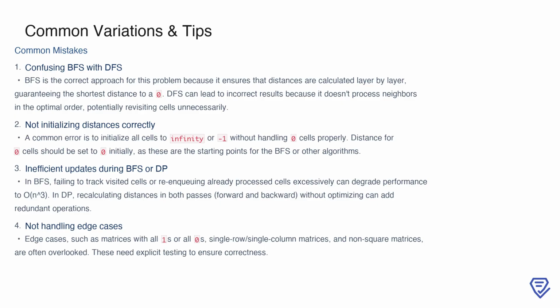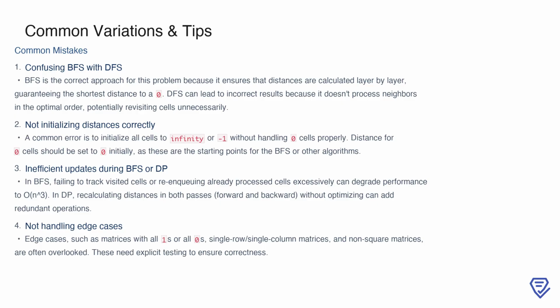DFS, on the other hand, doesn't process neighbors in an optimal order, which can result in revisits and inefficiencies. Another frequent mistake is failing to initialize distances correctly. The distance for cells containing zeros should always start at 0 since these are the source points for the BFS.